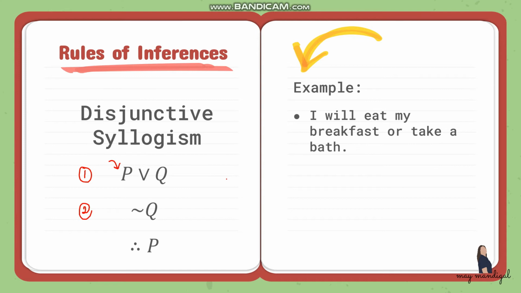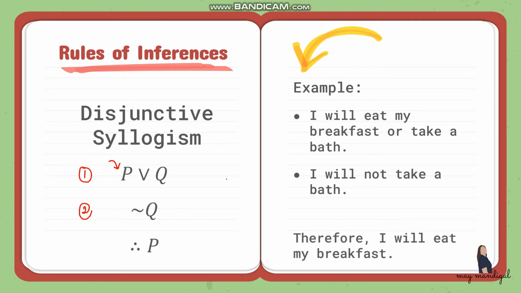Example, I will eat my breakfast or take a bath. So that's the first proposition or the first premise. I will not take a bath. So if you said that I will eat breakfast or take a bath, and then it's followed by I will not take a bath, therefore your conclusion should be, therefore I will eat my breakfast, because you already scrapped the fact that you will take a bath.